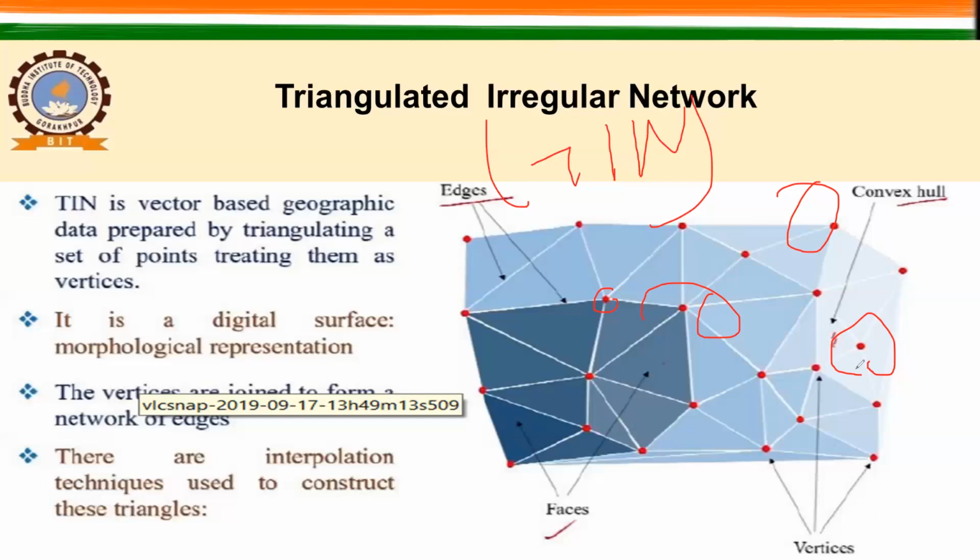So here you can see these lines are basically known as edges, and the surface is known as the convex hull, and the faces are these places, right? So these three are very important in a TIN, and the points where you have actual data are known as vertices.